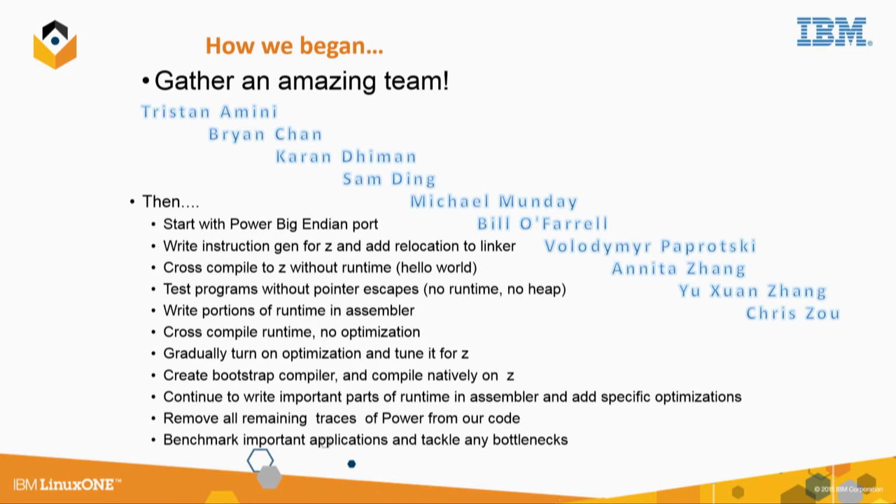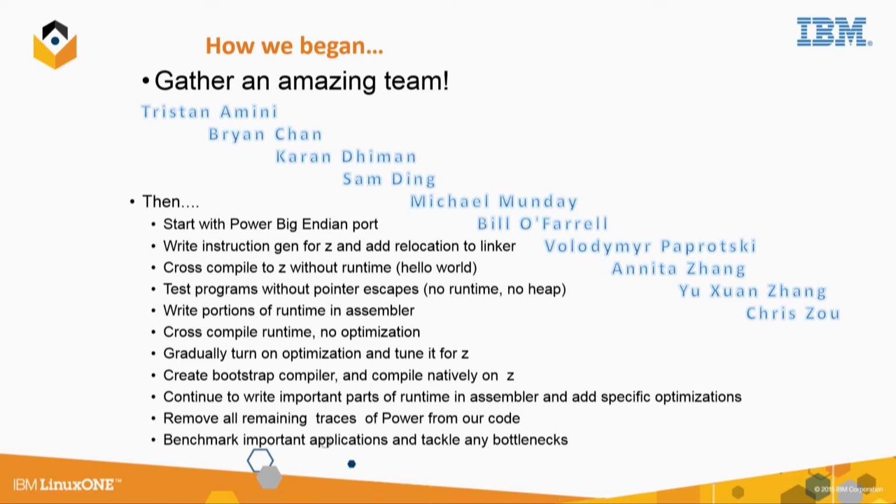And then here, I'm just going to read out the points at the back. You maybe can't see them. This could be the whole talk. Start with a Big Endian port of PowerPC. Write instruction gen for Z. Add relocations, cross-compile. Get hello world to work without the runtime. Test programs without any pointer escapes, because we have no runtime, so we have no heap. Write portions of the runtime in assembler.